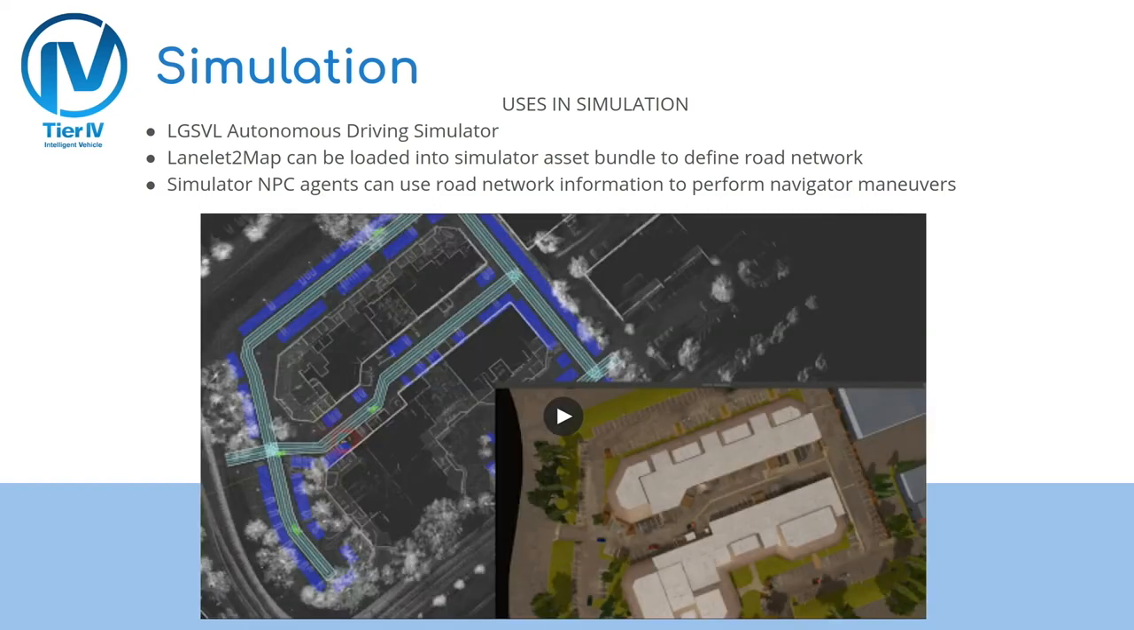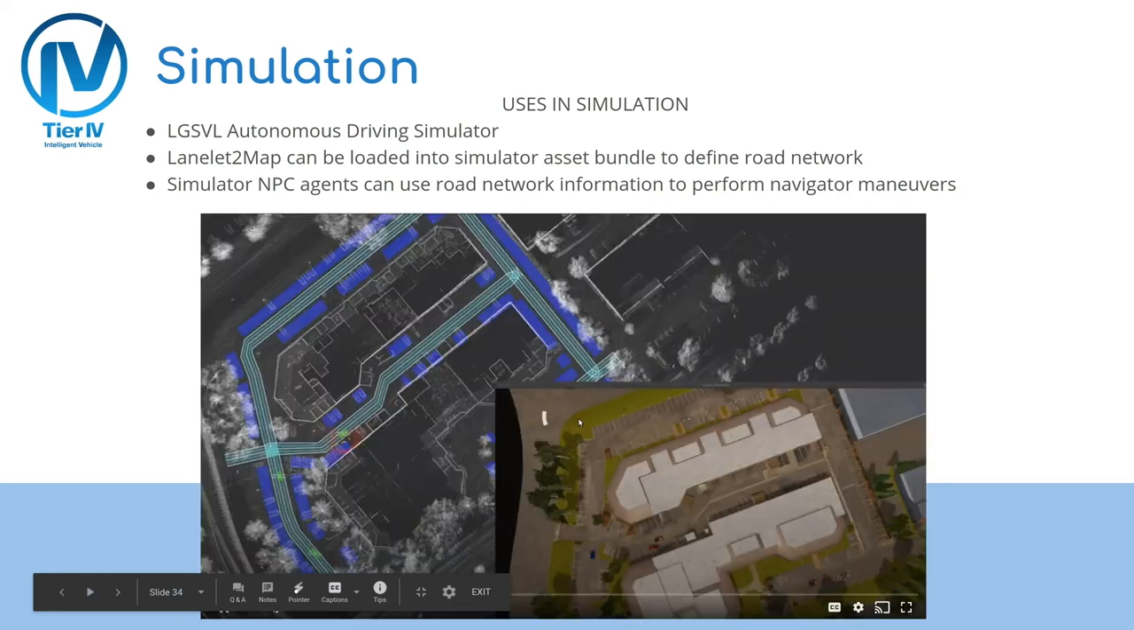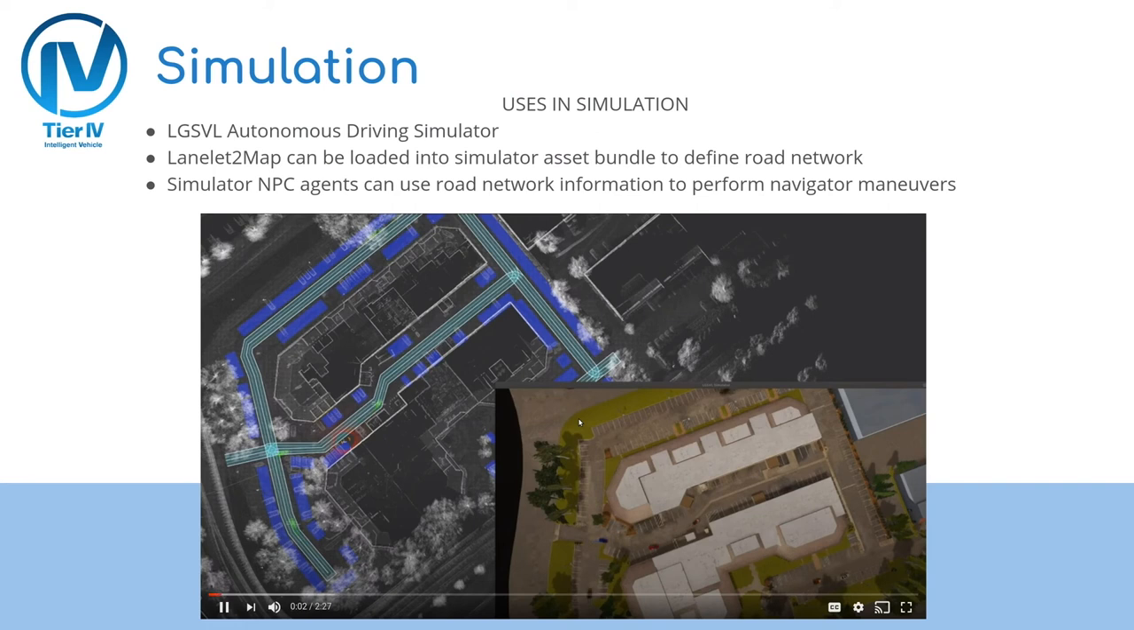In the LG SVL map simulator, the Lanelet2 semantic map can be loaded directly into the simulator asset bundle to define the road network in the simulation world. The simulator can then use the road network to generate behavior for NPC agents performing navigation tasks within the simulator. Using that network, the simulator generates NPC agents which follow the road network as shown in the simulated world and by the light green boxes on the map visualization. The NPC agents follow along the road network structure and navigate in an easily understandable manner.